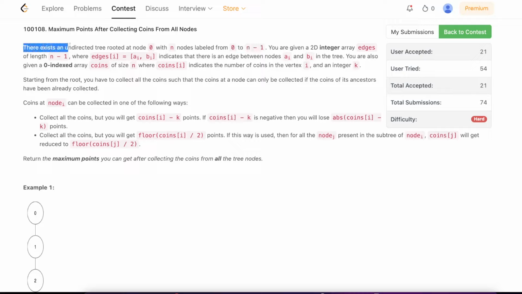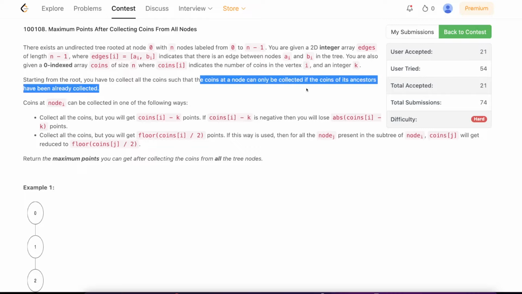The problem states that you are given an undirected tree rooted at node 0. You are also given all the edges, and a zero indexed array coins, where coins[i] indicates the number of coins at vertex i. Along with that, you are given an integer k. Now, starting from the root, you have to collect all the coins such that coins at a node can only be collected if the coins at its ancestor have already been collected. It means you have to basically collect everything starting from the root all the way down to the leaf.